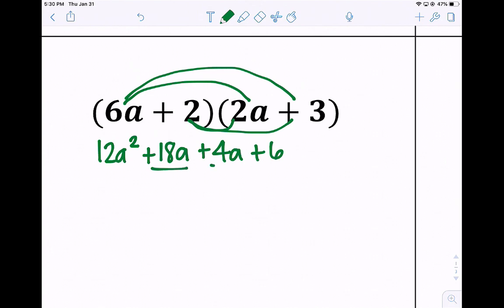Combine your like terms. They should be in the middle. 18 plus 4 is 22. So 12a squared plus 22a plus 6.